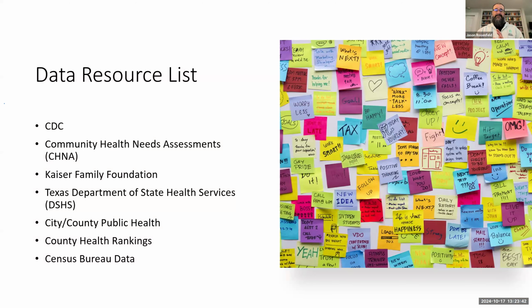Some of the data sources that I've used here today come from the CDC, Community Health Needs Assessments. Kaiser Family Foundation has really good data visualizations, nationally speaking. Texas DSHS has some great data. There's all sorts of other places to get data.